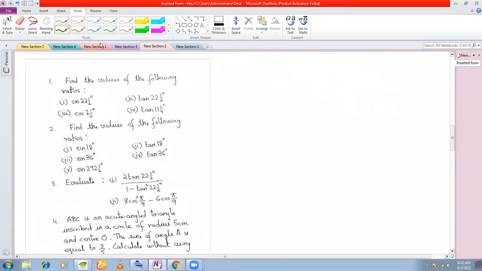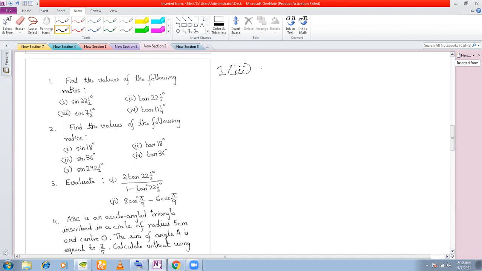Cos 7.5. Now 7.5, what is double of 7.5? The double of 7.5 is 15, and you know the values. If you remember when I was doing compound angles, I told you to remember sine 15 and cos 15 values, right? So double of 7.5 is 15, and you know the standard values of 15 also.